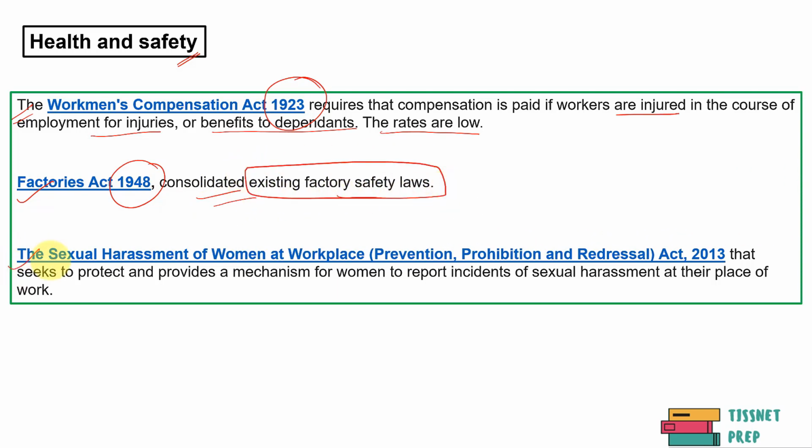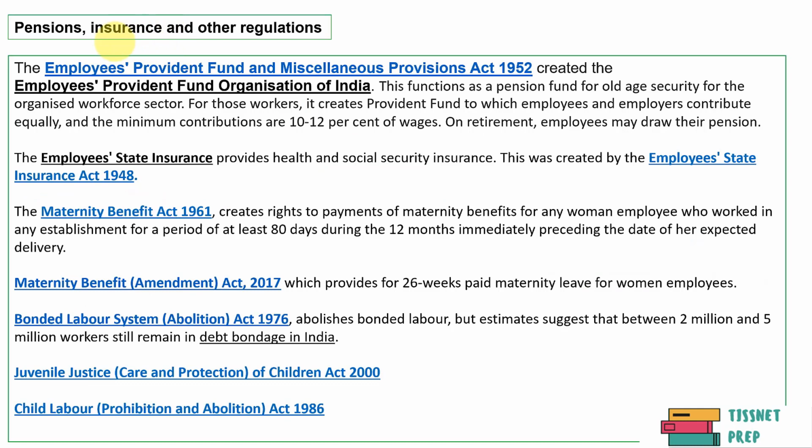The Sexual Harassment of Women at Workplace Act came in 2013, which is very recent. What is the provision of this? It seeks to protect women and provides the mechanism for them to report incidents of sexual harassment at their workplace. Now let's look into other important acts on pensions, insurance and other regulations. The first is the Employee Provident Fund and Miscellaneous Provisions Act 1952.